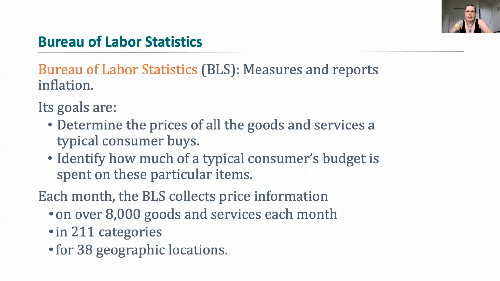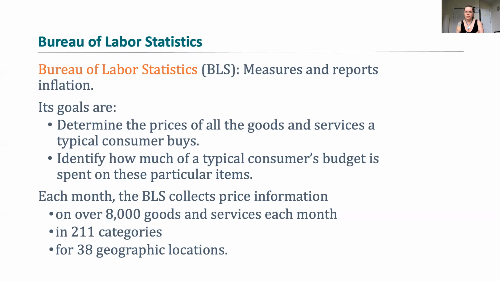So each month, the BLS collects price information, the data based on what is bought and sold in the economy in a given month. And they're using data from over 8,000 different goods and services broken into 211 different categories. And they do this regionally as well. So we're looking at 38 different regions of the United States because prices differ region to region.